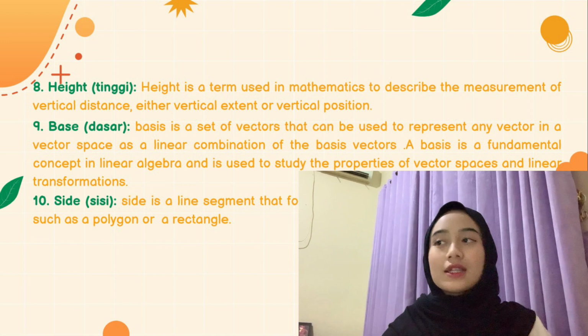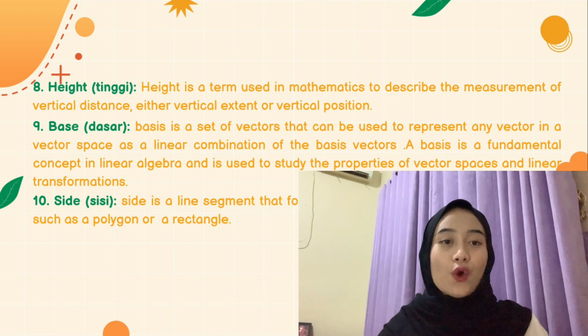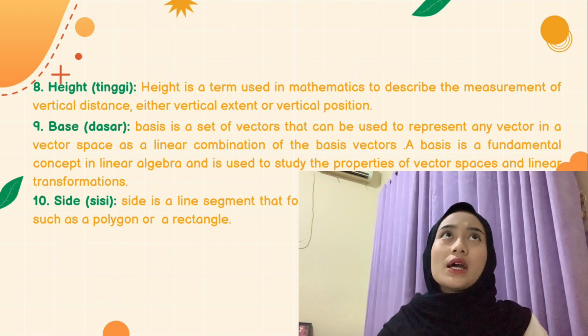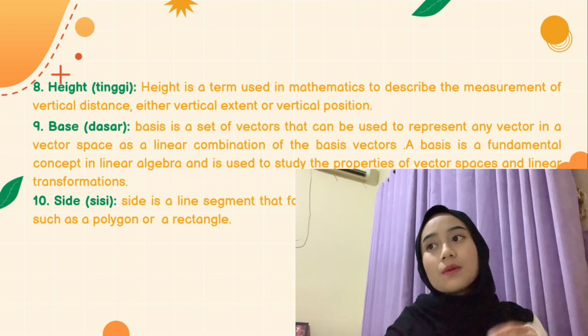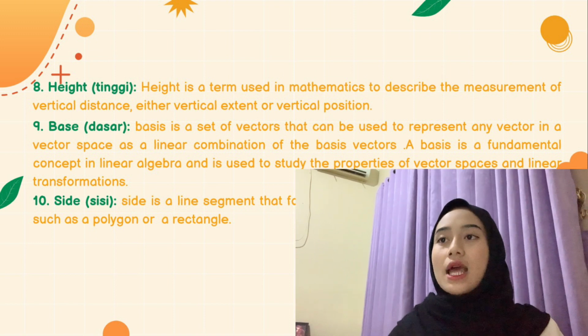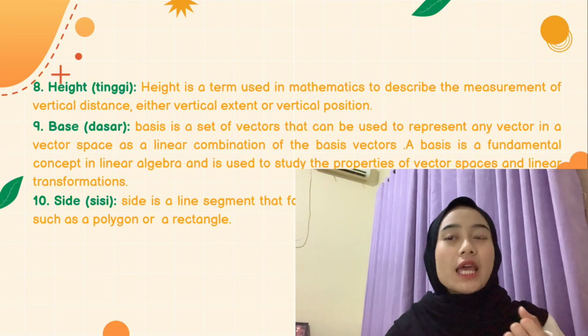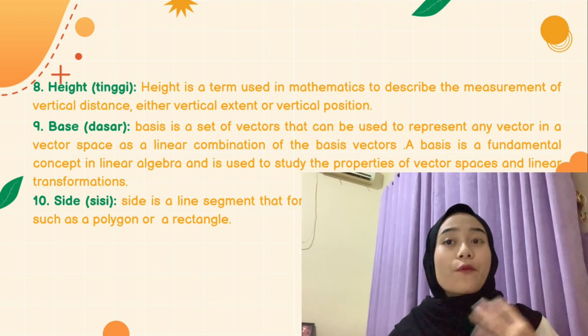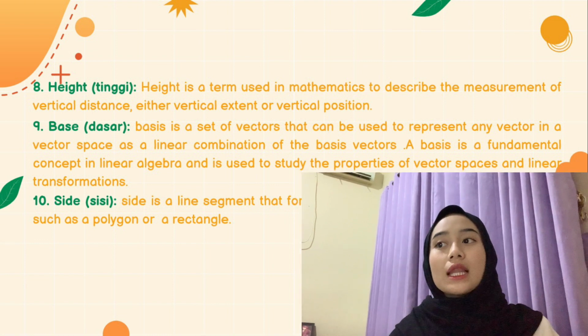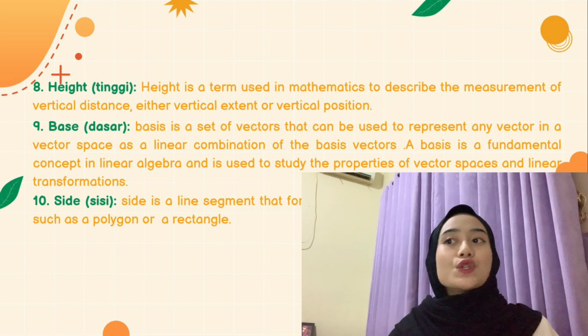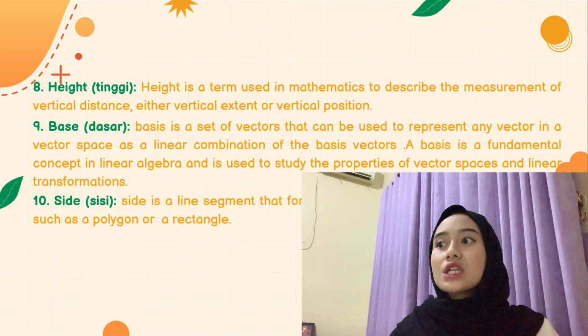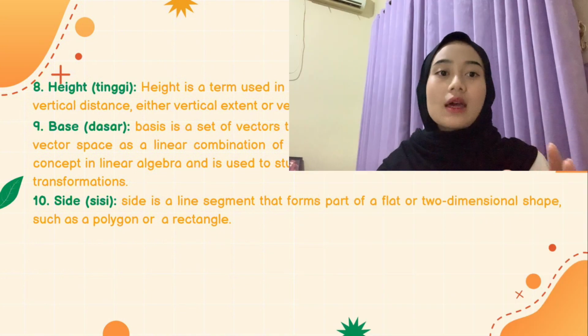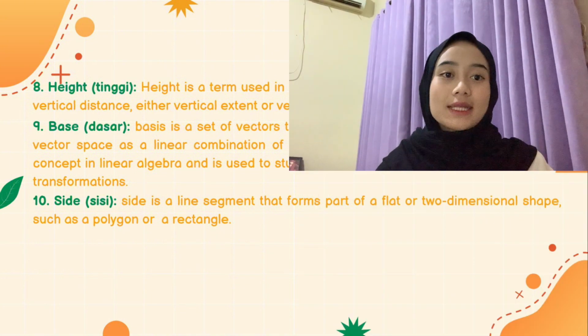And the ninth vocabulary is base, or in bahasa is dasar, or alas. A basis is a set of vectors that can be used to represent any vector in a vector space as a linear combination of the basis vectors. A basis is a fundamental concept in linear algebra and is used to study the properties of vector space and linear transformation. The 10th vocabulary is side, or in bahasa is sisi.